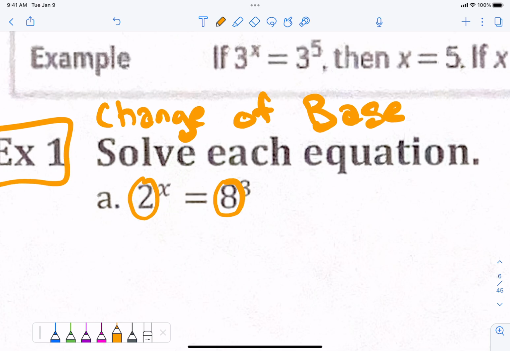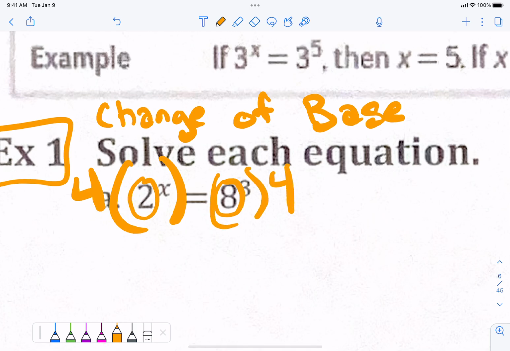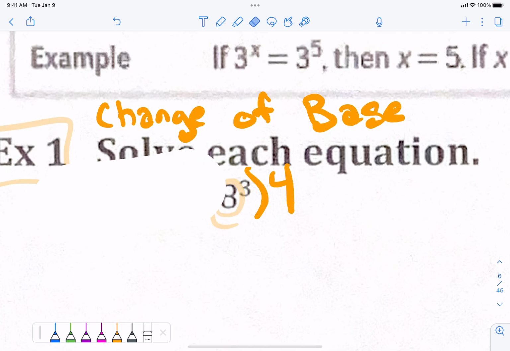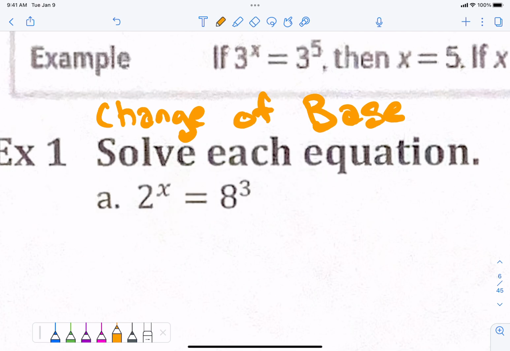What I want to do is get those to be the same number. I can't multiply this side by 4, because if I multiply one side by 4, I have to multiply the other side by 4, and then that doesn't help me. I can't add in anything, but what I can do is change the base by rewriting one of the sides. So I have 2 here and I have 8 here.